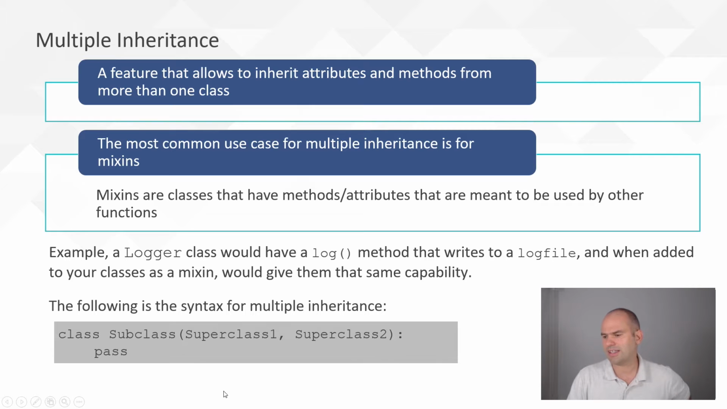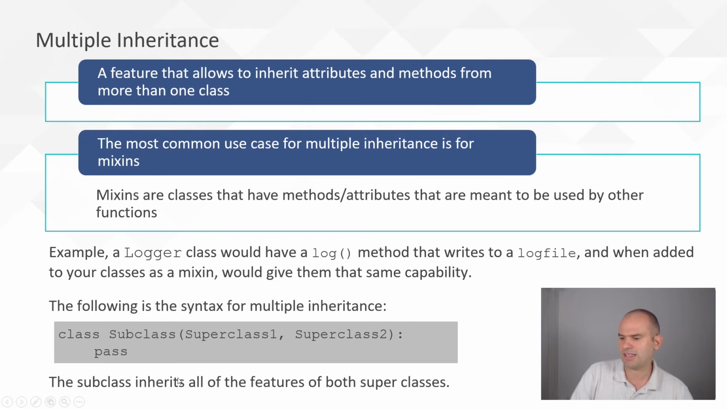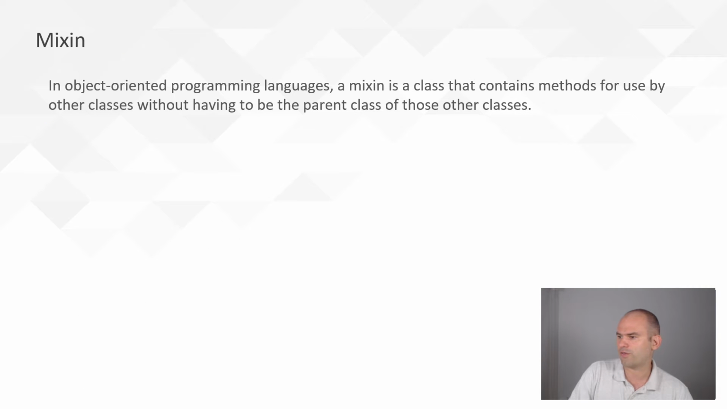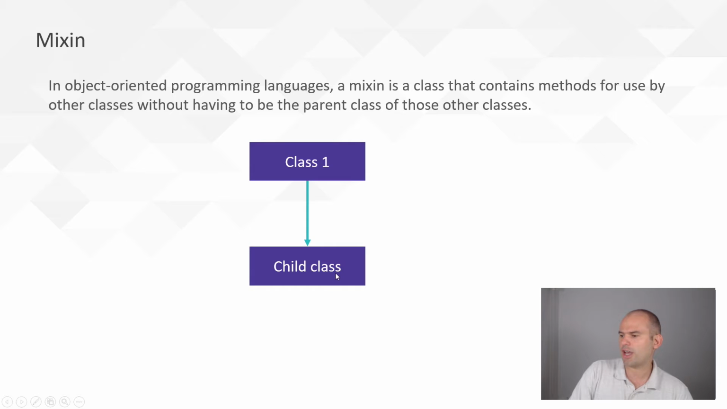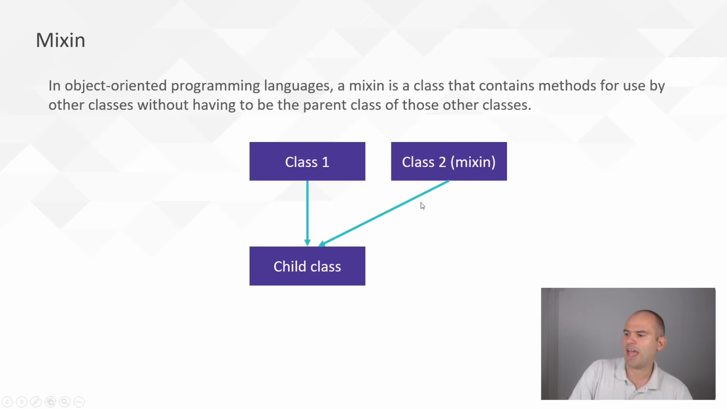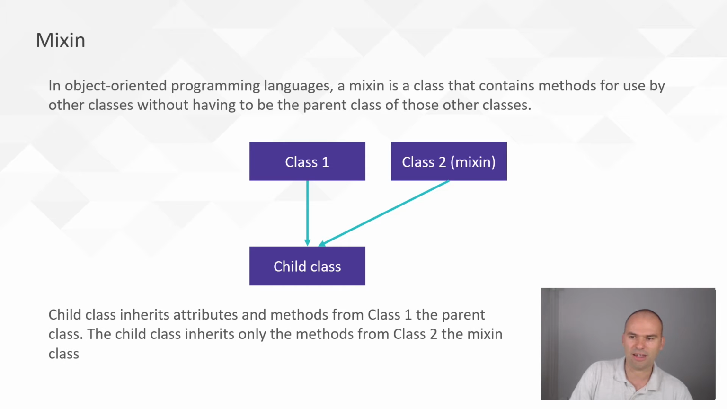So the syntax for this is basically, first comes the superclass 1, superclass 2. Typically you would write your mixin as your superclass 2. And the subclass inherits all the features of both classes. But as I said, with a mixin, the idea is you're going for the function. So here's a bit of a diagram. You have class 1, a child class that inherits from class 1, and you have class 2, which is a mixin, and what you're inheriting from the mixin is, for the most part, methods. At least that is the idea.